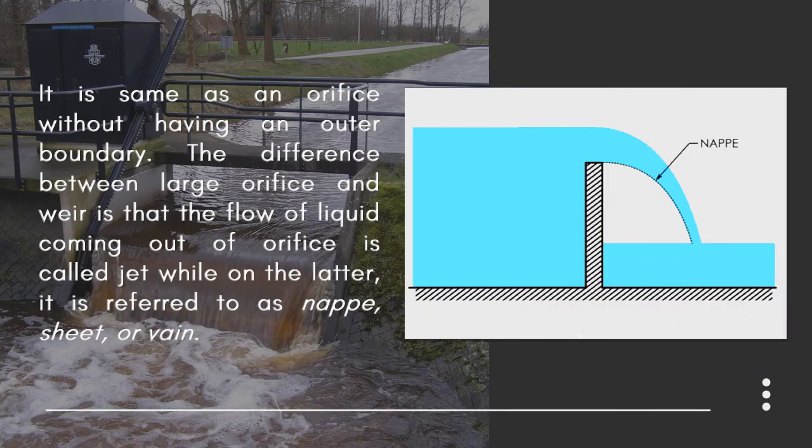It is the same as an orifice without having an outer boundary. The difference between a large orifice and a weir is that the flow of liquid coming out of an orifice is called a jet, while on the latter it is referred to as nappe, sheet, or vein, but most commonly nappe.